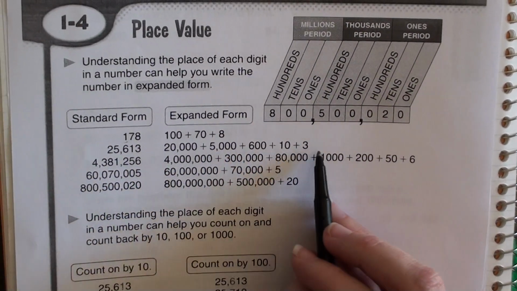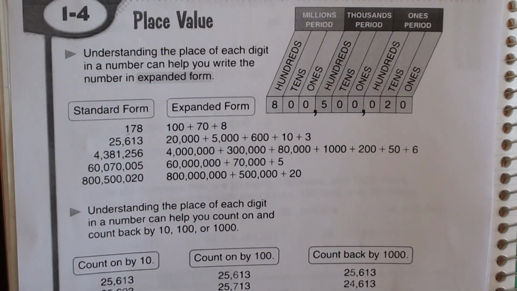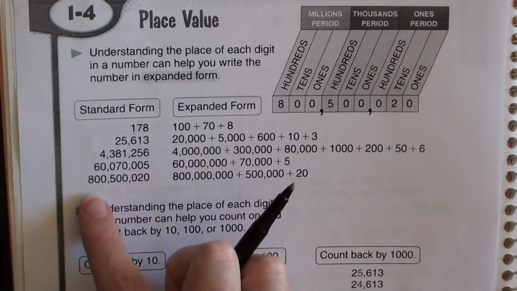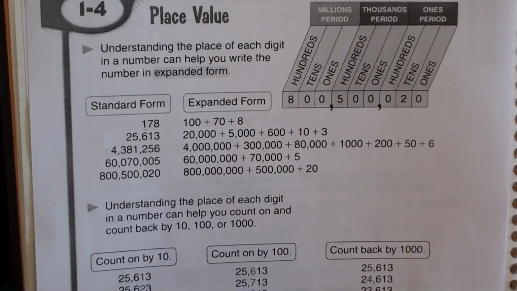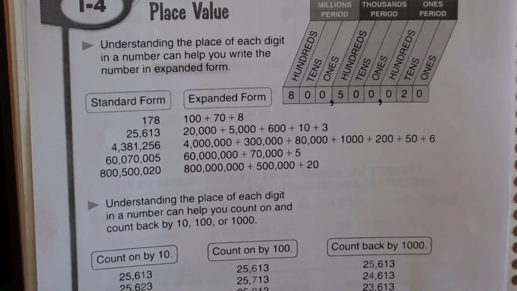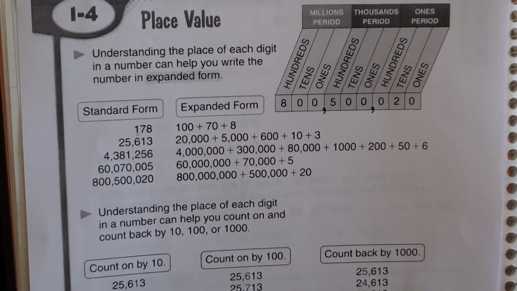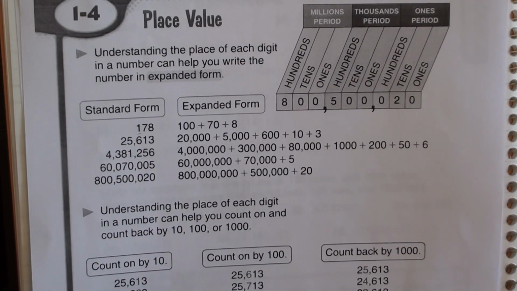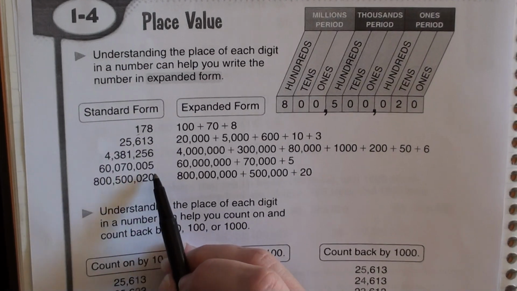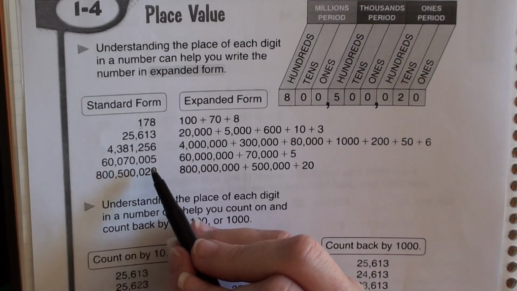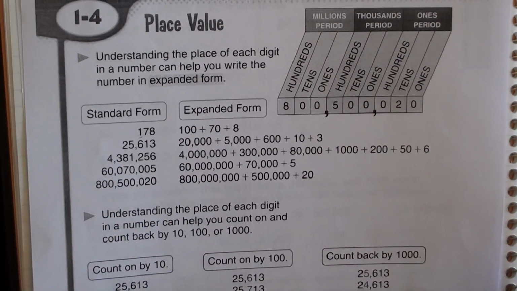And again, we separate them by those plus signs. Okay? All of them work exactly the same way. If it is a 0, we just skip that place value. We don't need to write it. You could write plus 0, but you don't need to. So here we have 60,070,005. You see all those zeros in there? We can skip them completely.